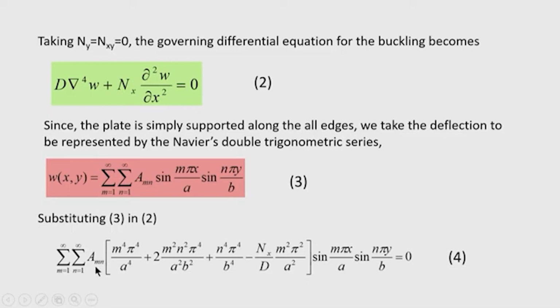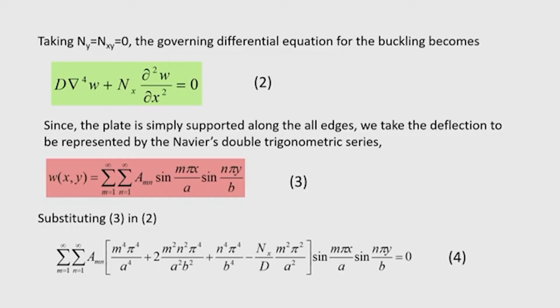Okay. Now, we get here double sum m is equal to 1 to infinity, n is equal to 1 to infinity a m n bracket m to the power 4 pi to the power 4 by a to the power 4 plus 2 m square n square pi to the power 4 divided by a square b square plus n to the power 4 pi to the power 4 by b to the power 4 minus n x by d m square pi square by a square, and multiplied by sin m pi x by a sin n pi y by b, and equal to 0. Okay. Now, you see this equation, the equation number 4.